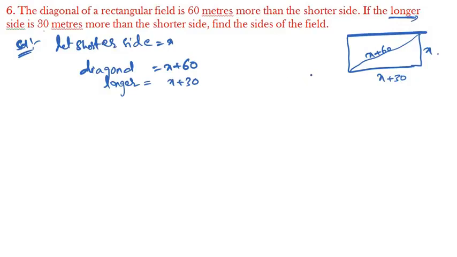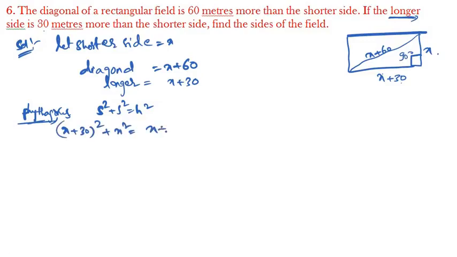So this is the rectangular field. Here the angle is 90 degrees, so it forms a right angle triangle. So we go through the Pythagoras theorem: side square plus side square is equal to hypotenuse square. So X plus 30 whole square plus X square is equal to X plus 60 whole square. Now we have to multiply this out.